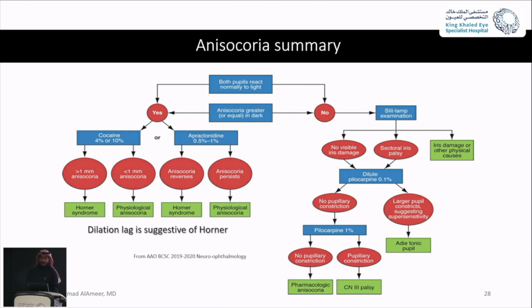Okay, this is the summary of anisocoria. Look at the pupil. If it reacts to the light, the small pupil is the abnormal one. If it does not react, then the large pupil is the abnormal one. And you can follow this diagram. It's from the American Academy of Ophthalmology. Any questions?